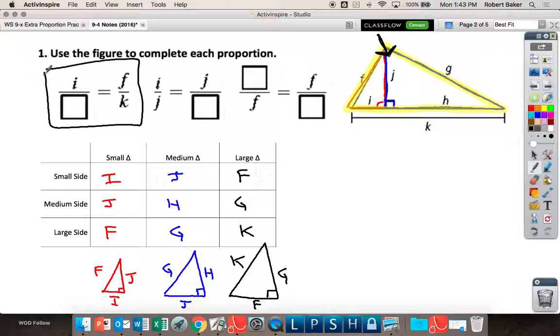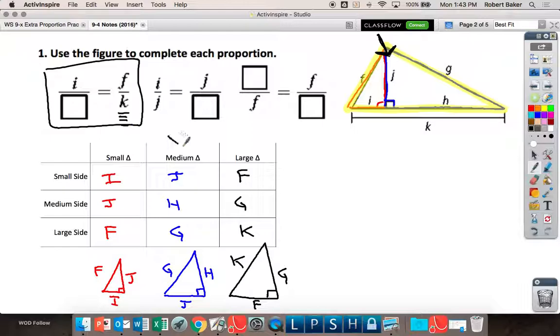F, J, F, you think it's F? So if we're looking at it, we can look at just this part right here first. It says F over K. Well, which triangle does not have an F? You see that? Like eliminating, which one does not have an F?